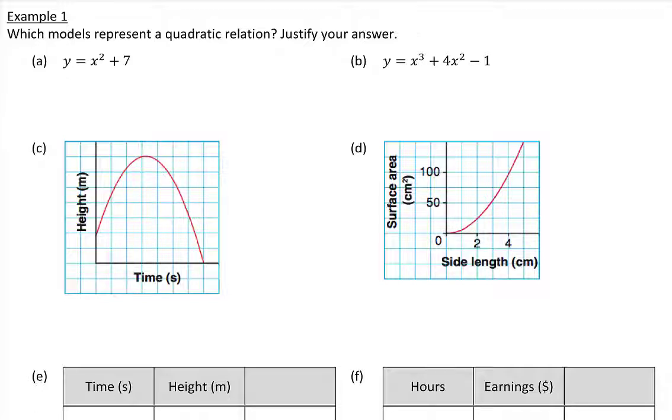So the first one, the highest exponent we have is 2, so therefore this must be a quadratic relation. The only term we're missing is the term with the x in it, but we have the ax squared, where a is 1, and we have the c value, which is 7. B. Because of the x cubed, this is not a quadratic relation.